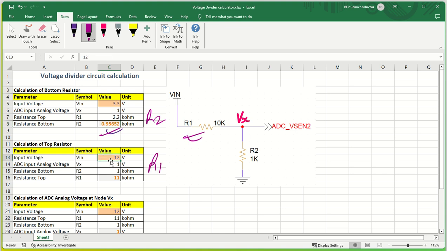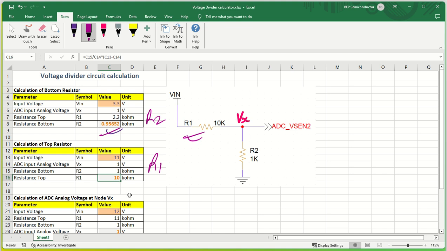Let us say we have input voltage as 12 volt. Vx to be found out is 1 volt, and R2 has to be given as 1 kilo ohm. So in that case, R1 will be what? 11 kilo ohm. Okay. Let us say Vin is 11 volt. What will happen? R2 will be 1 kilo ohm, R1 will be 10 kilo ohm.